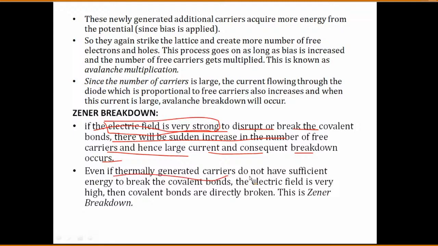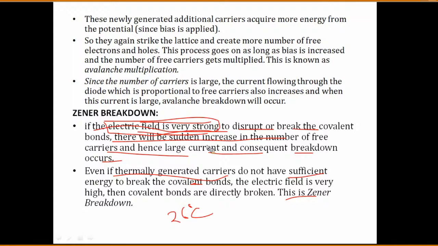Even if thermally generated carriers do not have sufficient energy to break the covalent bonds. Remember, for example, at room temperature, 26 degrees, the free charge carriers acquire some energy, but that energy is not sufficient to break the covalent bonds. If you want to break the covalent bonds, what is required? A very strong electric field is required. That's why this is called Zener breakdown. Due to a very strong electric field that disrupts or breaks the covalent bonds, there is a sudden increase in current.